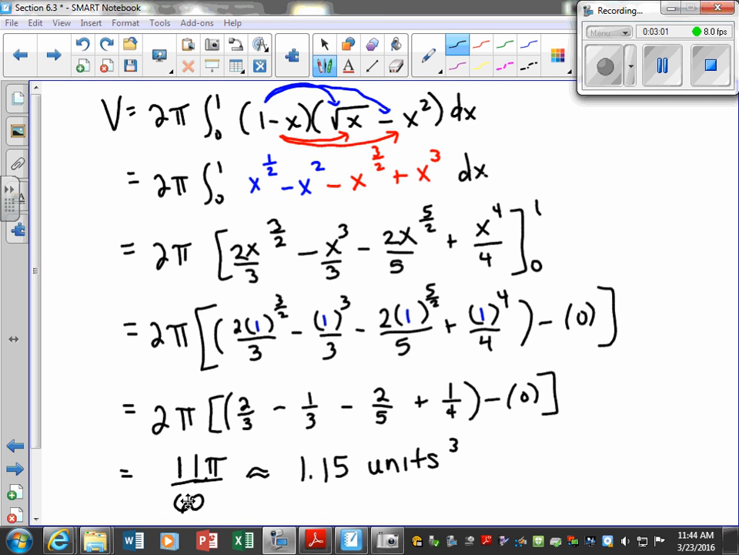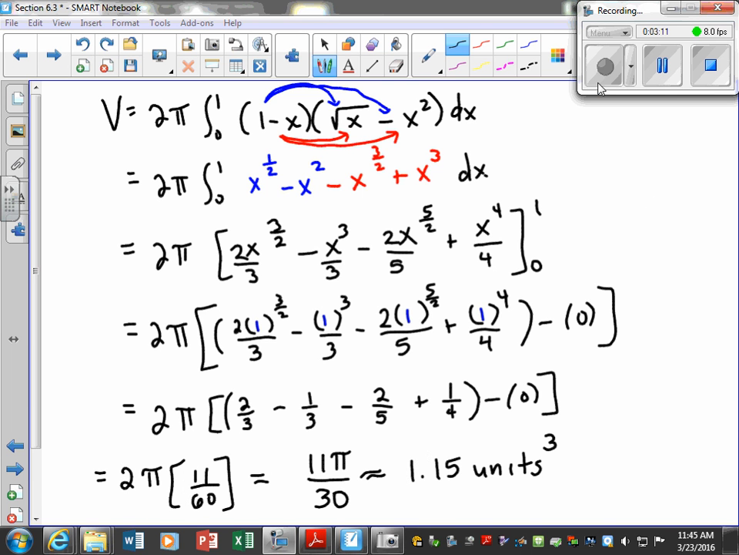Whoops, and I wrote the wrong number down right there. So it's 11 pi over 60, which is approximately 1.15 units cubed. And I'm really struggling today writing that down. So one more time, the 2 pi times the 11 over the 60, those simplify and you get 11 pi over 30. And that's a wrap.